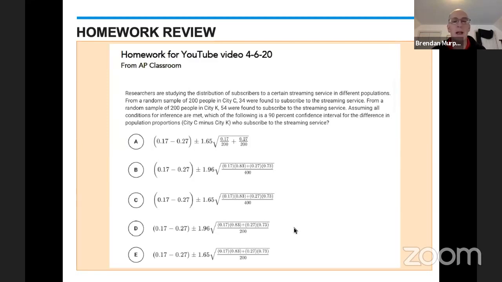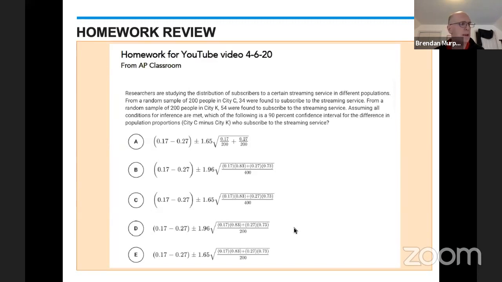So here goes with my 4 questions. I would say to my students, does this feel like a confidence interval or hypothesis test? And clearly it's a confidence interval. So that feels easy for my students. Do we have 1 or 2 samples? Students might read it again, but it feels like we have 2 different samples, Mr. Murphy, 1 from city C and 1 from city K.